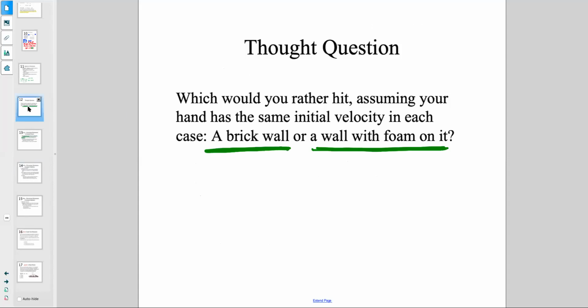If I go back to this thought question, the force is being applied and the impulse is the same, but the time intervals are different. You are stopping your hand over a longer time when you're hitting a wall with foam on it, versus if you're hitting a brick wall, it will be less than a second. So you're feeling more force in this case.